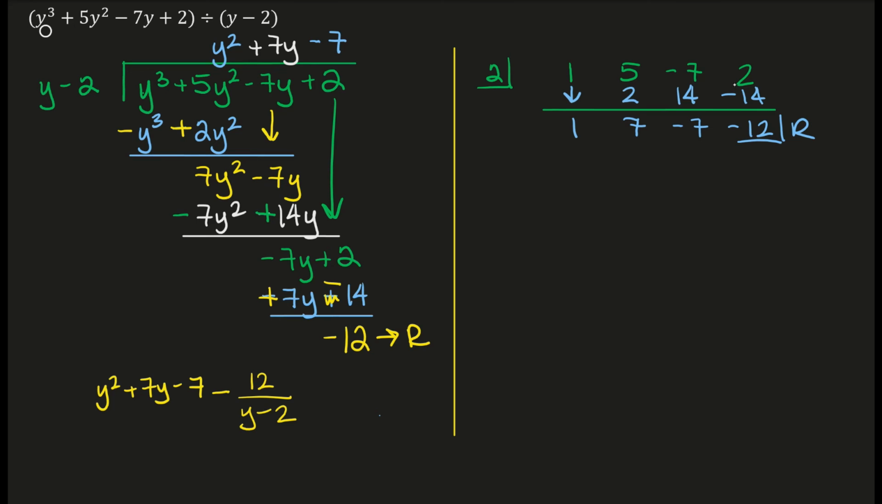Now, you started off with y cubed. So in your solutions, this is going to be the y squared, this is going to be the y, the 7 is going to be the constant, and then the negative 12 will be your remainder. So your solution here is y squared plus 7y minus 7. Your remainder is negative, so I'll say minus 12 over y minus 2. And we get the exact same solution here.